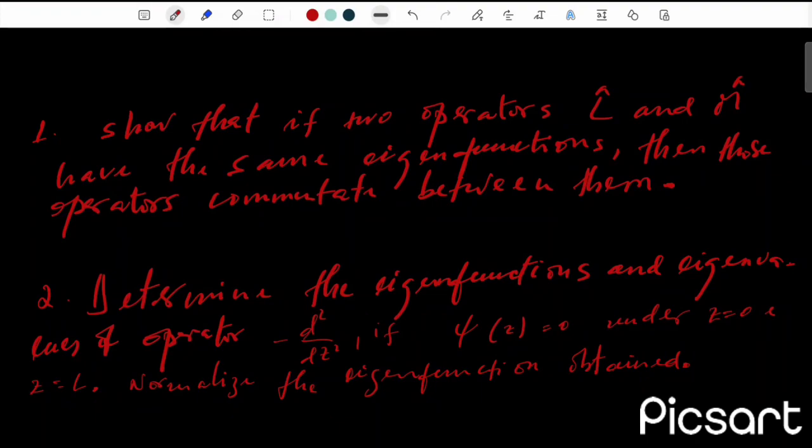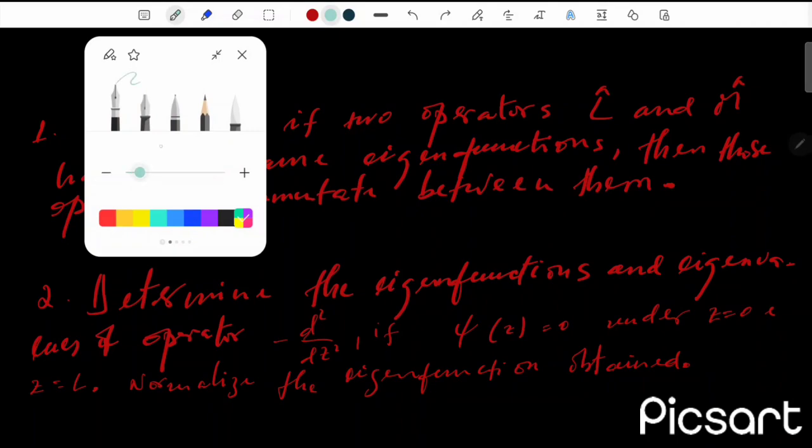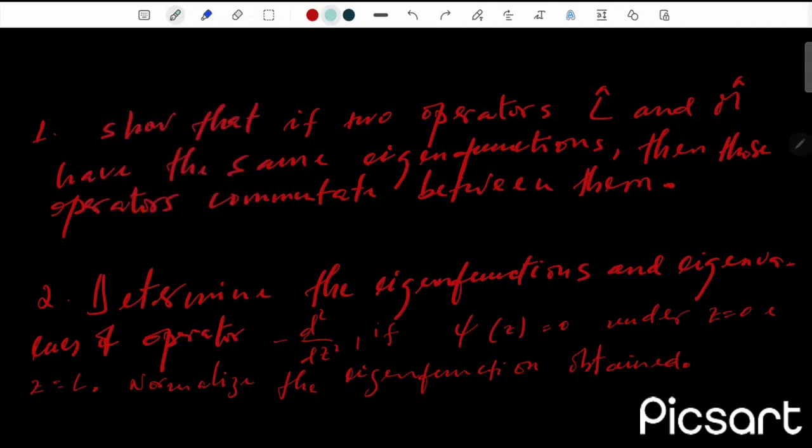For today we will solve these two exercises. For the first one, we must show that two operators that have the same eigenfunctions commute between them. Operators L and M that have the same eigenfunctions commute between them.